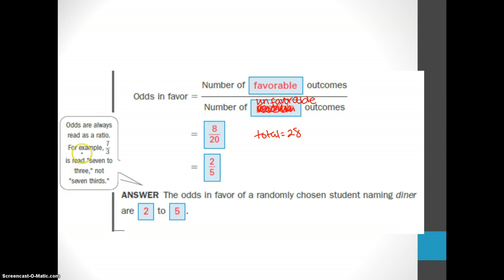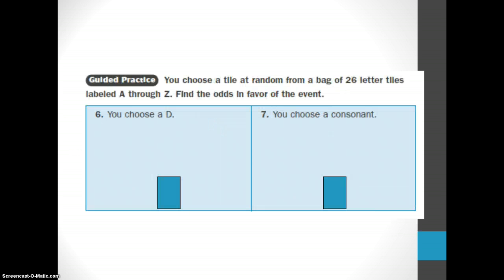Odds are always read as a ratio. For example, 7 over 3 is read 7 to 3, not 7/3. Again, read it as a ratio. For guided practice 6 and 7, you choose a tile at random from a bag of 26 letter tiles, labeled A through Z. Find the odds in favor of an event. Remember, odds in favor is your favorable over your unfavorable.